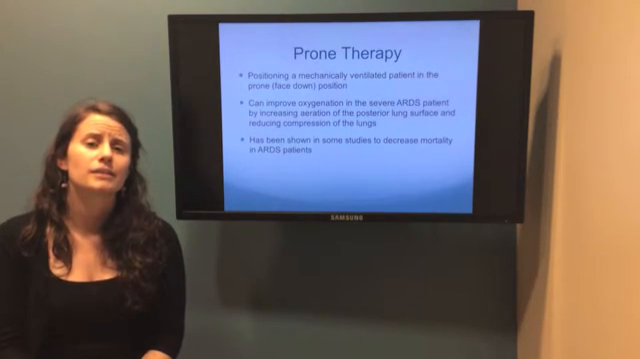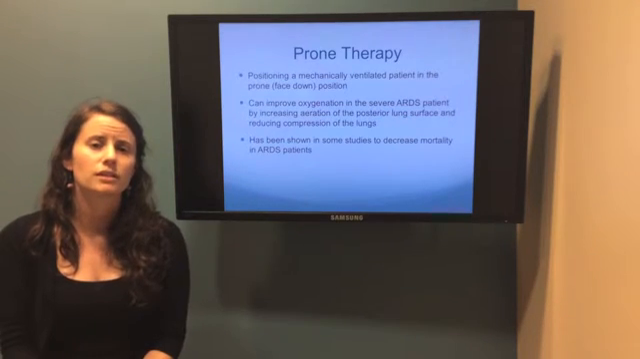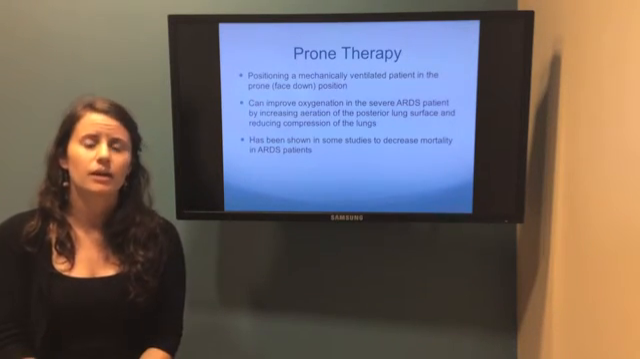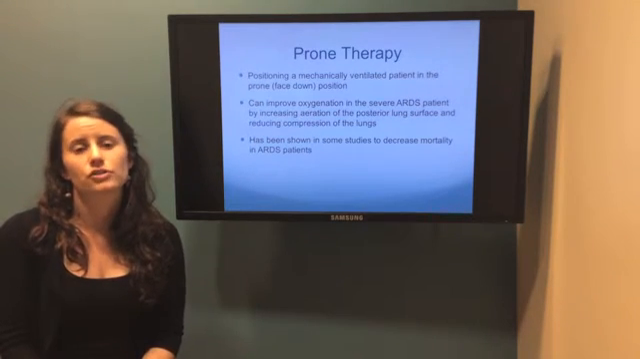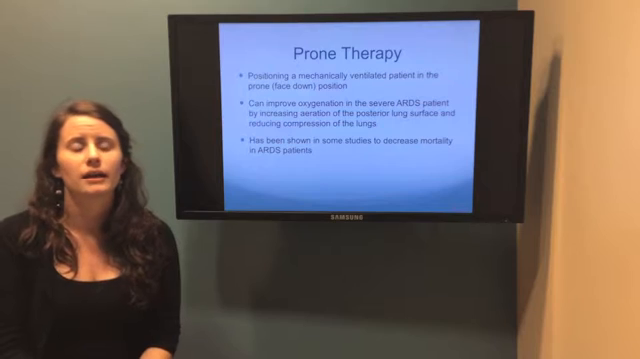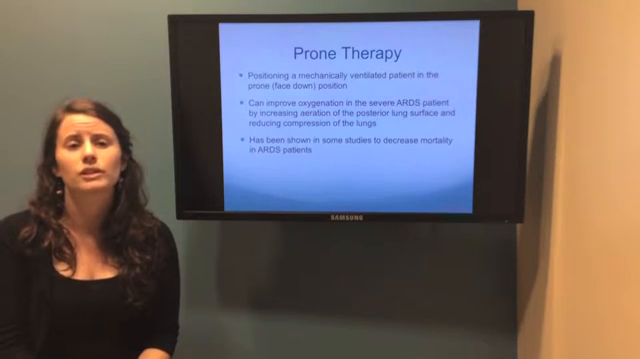Prone therapy is when a patient is positioned in the face down position on their stomach and mechanically ventilated. This can help to improve oxygenation in ARDS patients by increasing aeration of the posterior lung and reducing compression on the lungs, particularly from the heart.